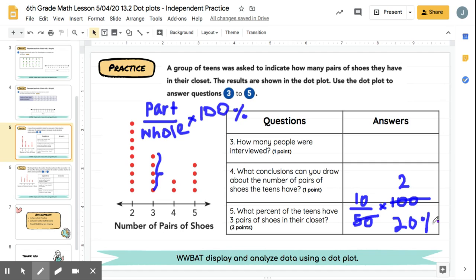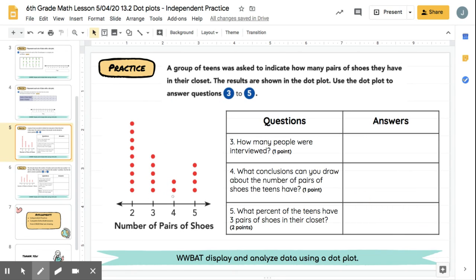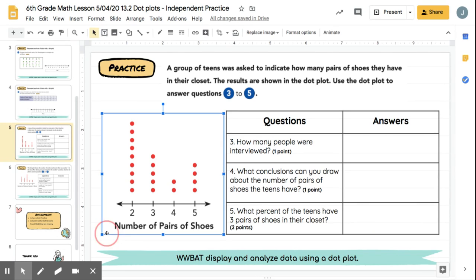So this is just an example. Again, you have to find the part, which is how many people have 3 pairs of shoes, and then put it on top of the whole, which is the amount of people who were interviewed, then multiply by 100% to find out what percent of teens have 3 pairs of shoes in their closet.